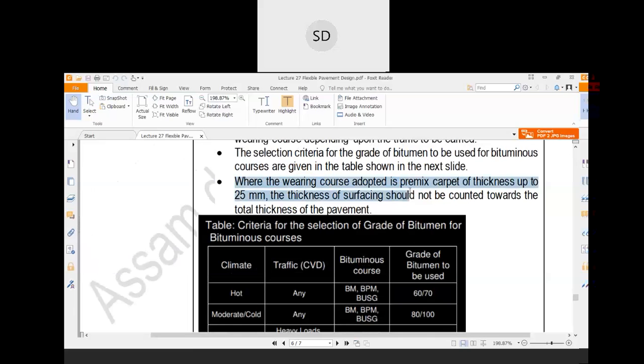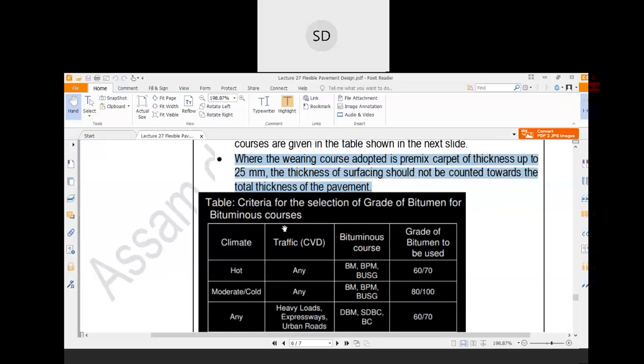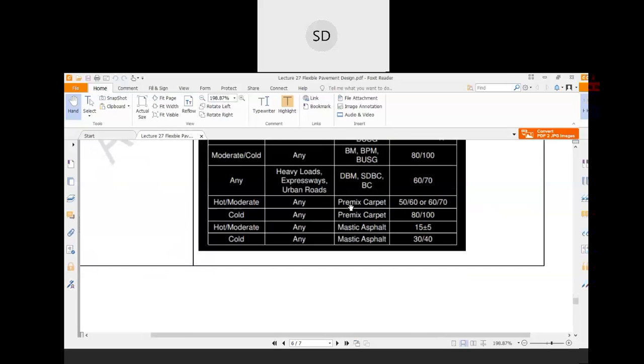Now, where the wearing course adopted is premix carpet of thickness of up to 25 mm, thickness of surfacing should not be counted towards the total thickness of the pavement. Now, over the wearing course, there may be some surfacing course or some seal coat or some prime coat. So that coating portion should not be counted as a total thickness of the pavement because that portion does not contribute to the structural strength of the pavement.